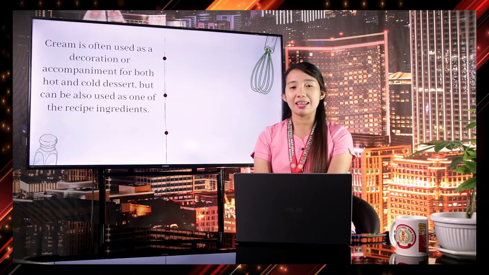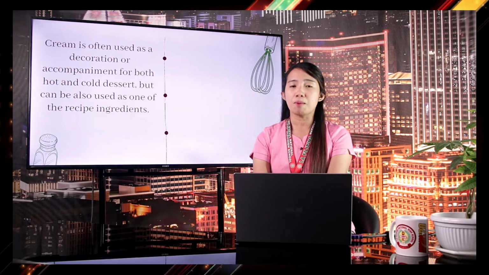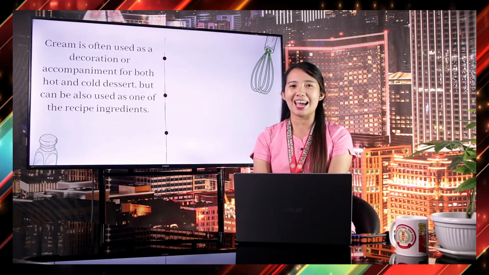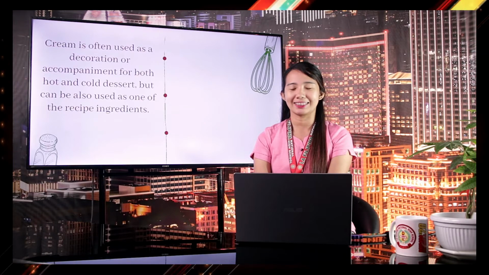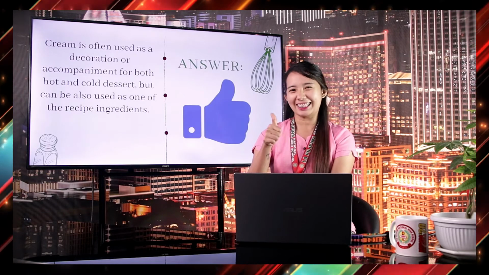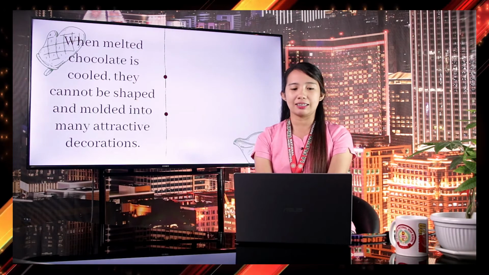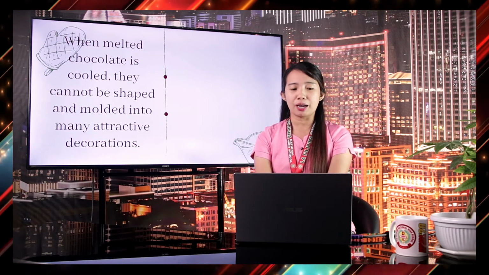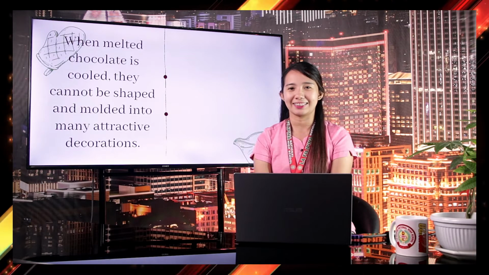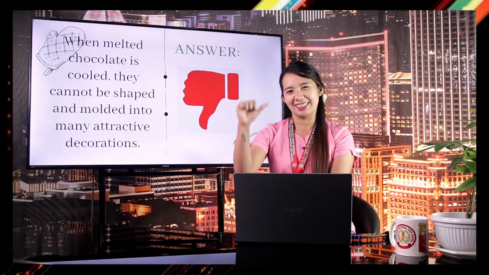Cream is often used as a decoration or accompaniment for both hot and cold desserts, but can also be used as one of the recipe ingredients. What do you think is the answer? The correct answer is like. Next, when melted chocolate is cooled, they cannot be shaped and molded into many attractive decorations. What do you think is the answer? The correct answer is dislike.